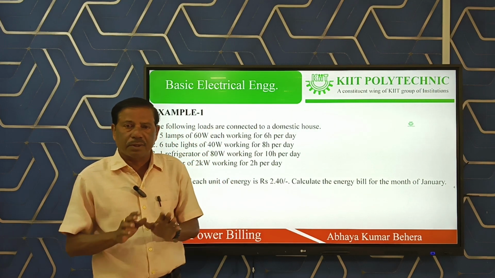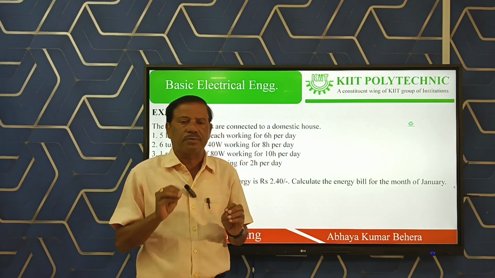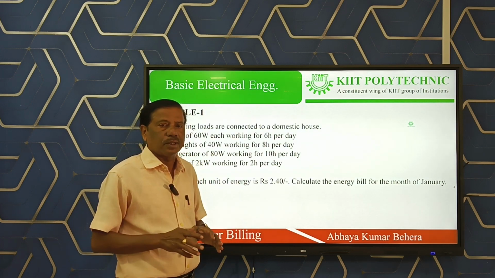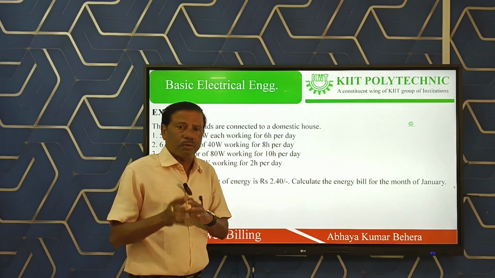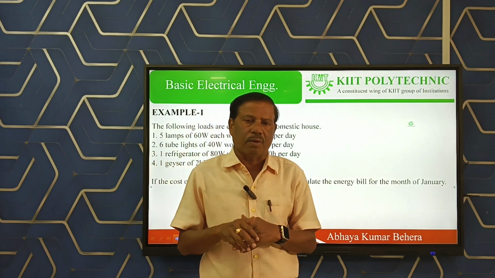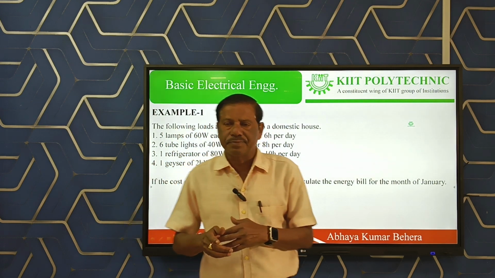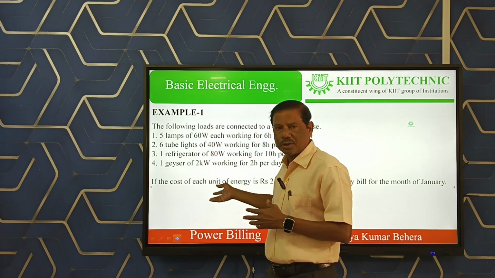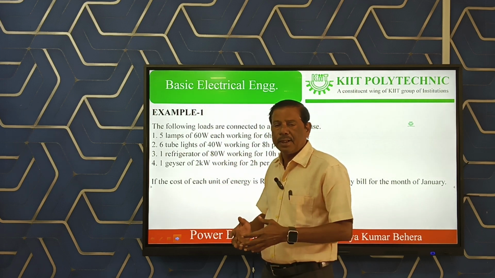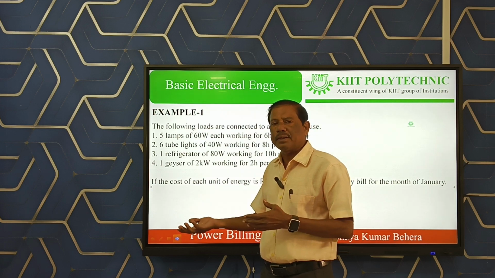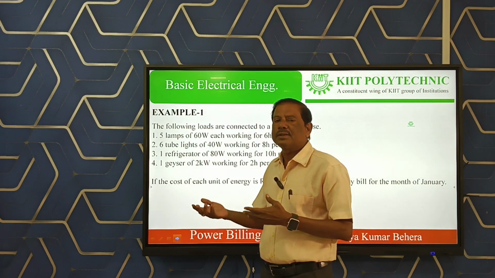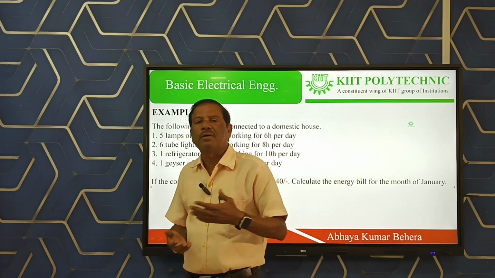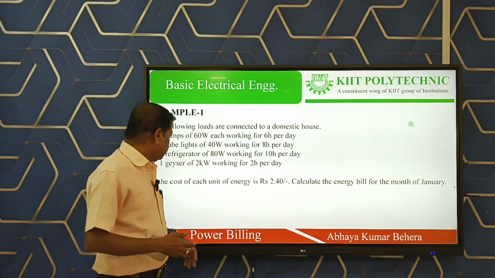January is 31 days, so for 31 days we have to calculate the electrical energy bill. Now let us see how it is calculated. As we know, we are going to calculate in kilowatt hour for each item: for lamps, for tube lights, for the refrigerator, how many kilowatt hours are consumed per day. Then we have to make it per month. Then we can get the total units of power consumed, and accordingly we have to pay.